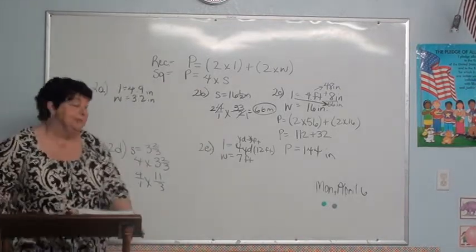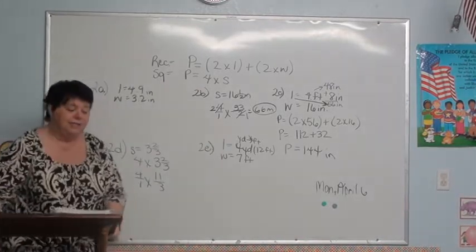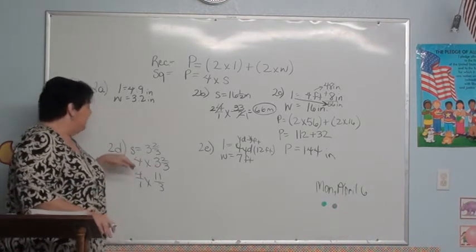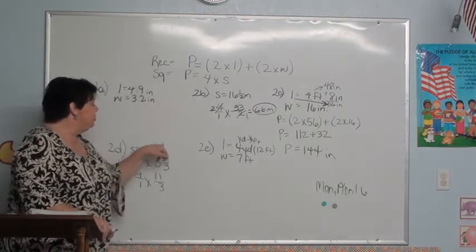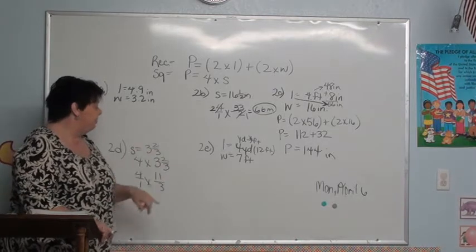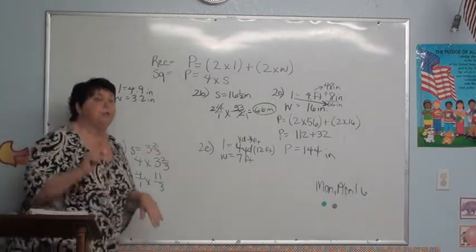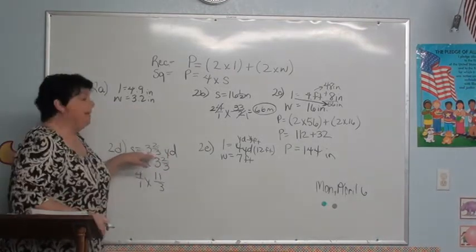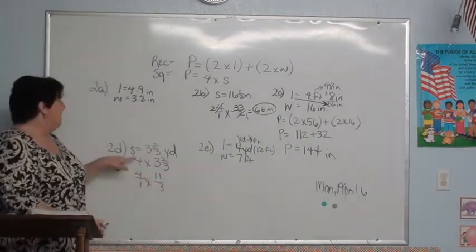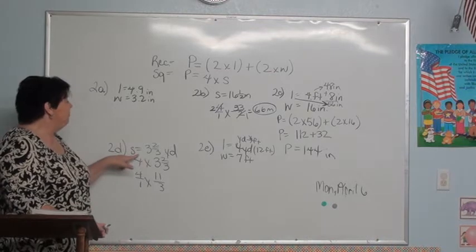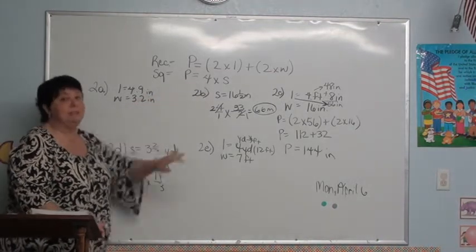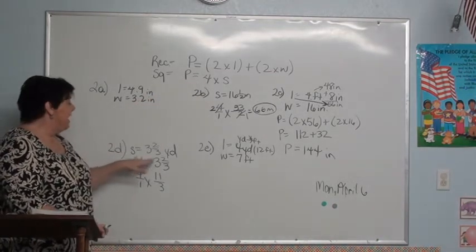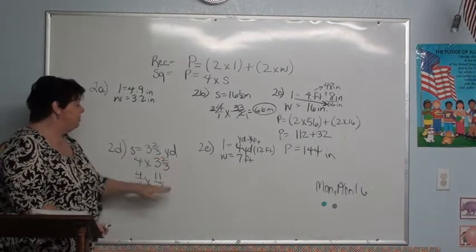Now we're on to D. I don't know if you can see this. I don't have a lot of room right here. But in 2D, the sides are 3 and 2/3 yard. Okay? 3 and 2/3 yard. Now we have, remember the formula, perimeter equals 4 times side. So we have 4 times each side, which is 3 and 2/3.